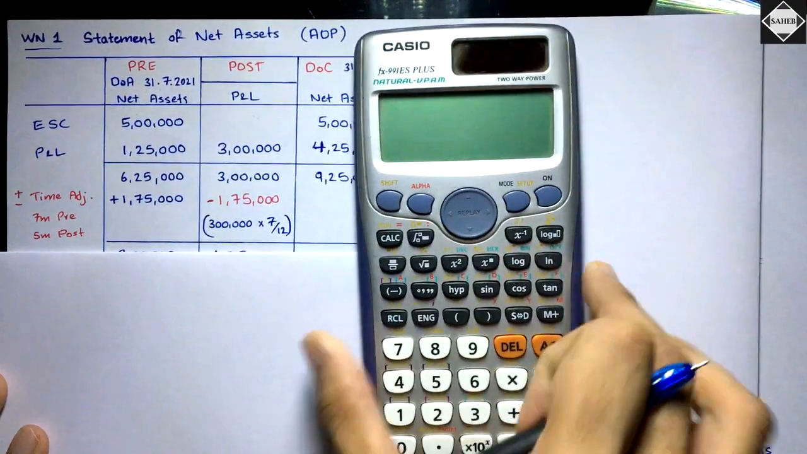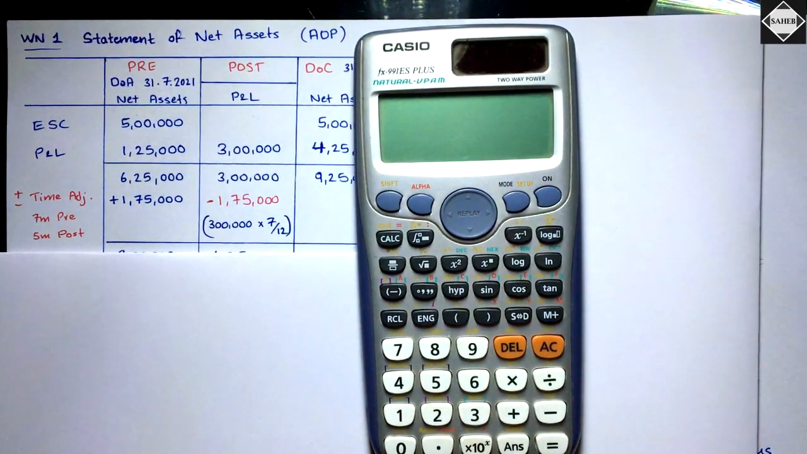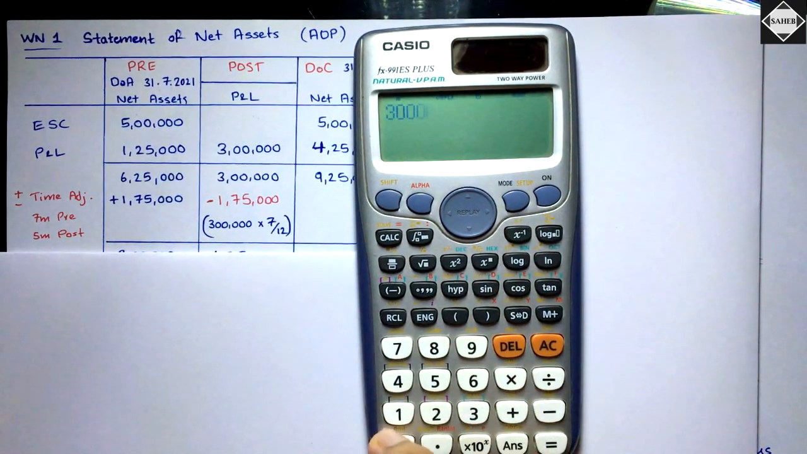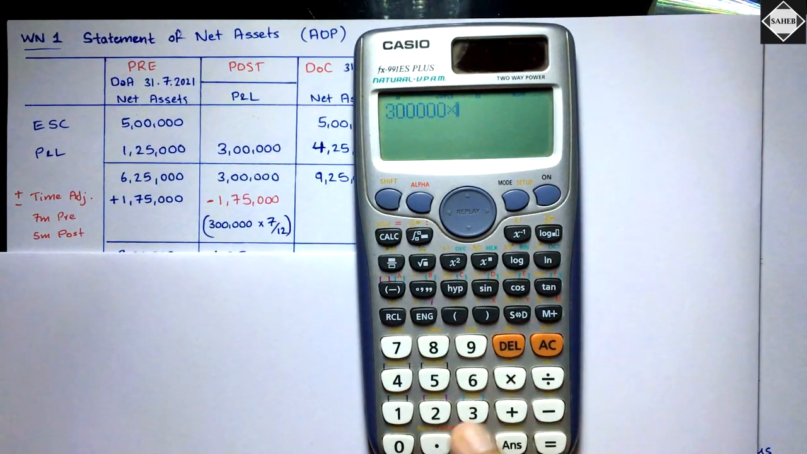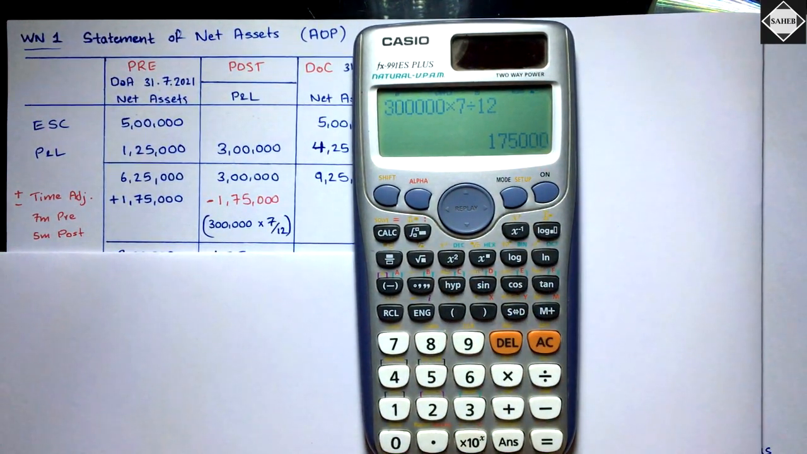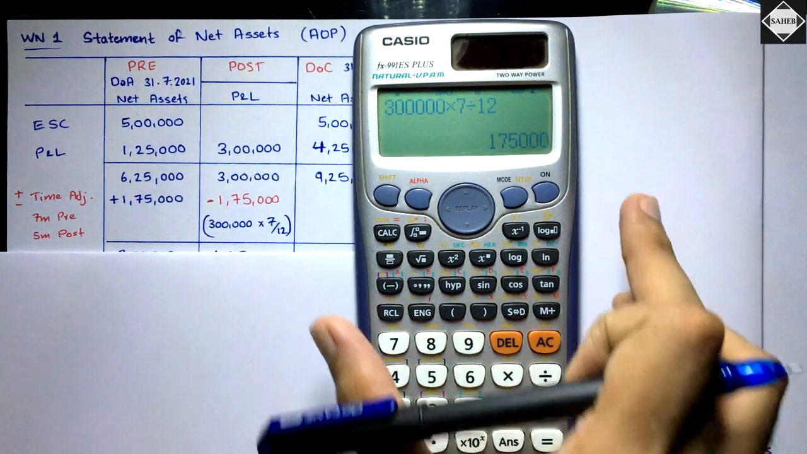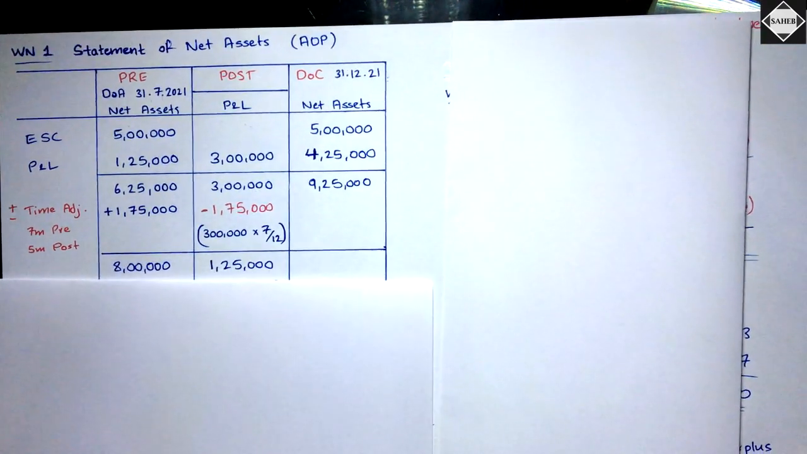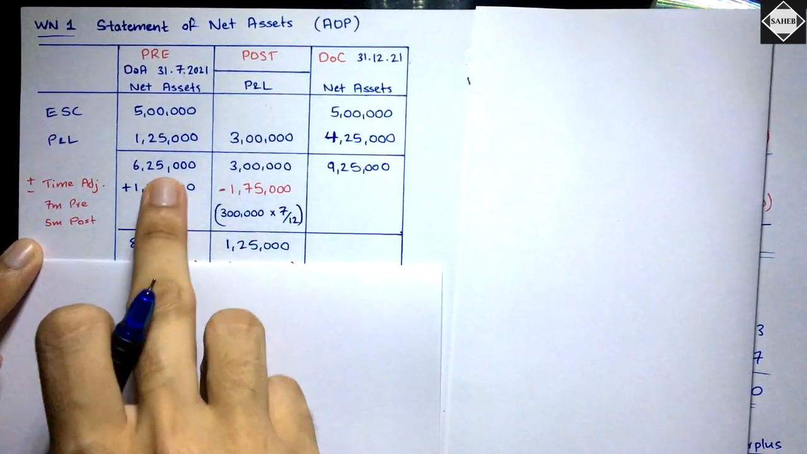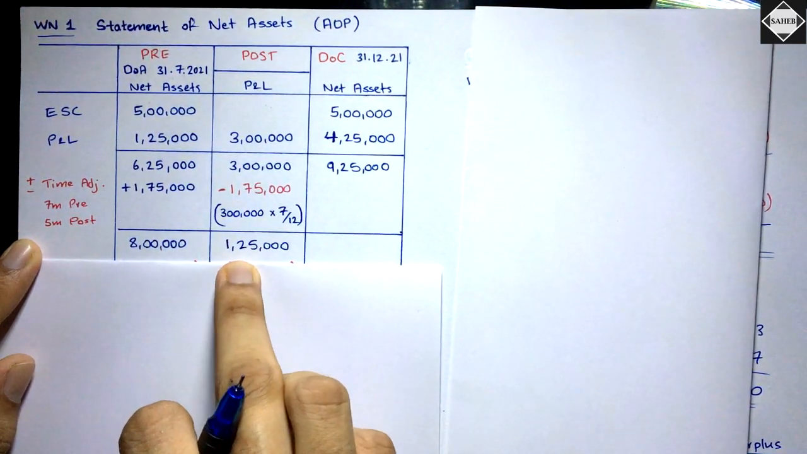So what you will do, see here, the profit which you have taken, 3 lakh in the post column, is not entirely post-acquisition profit. Some of that is pre-acquisition. So that is how we apply the time adjustment. What we do is 3 lakh into 7 divided by 12, that's equal to 1,75,000. So 1,75,000 minus, and here you will add the 1,75,000. Is that clear? That is time adjustment, simple. So you have correctly apportioned the profit, that is 625 plus 175, that is 8 lakh, and 3 lakh minus 175, that is 1,25,000. Is that clear?